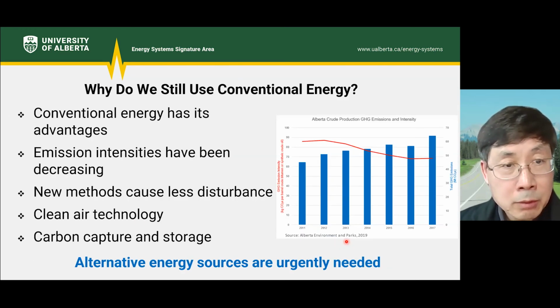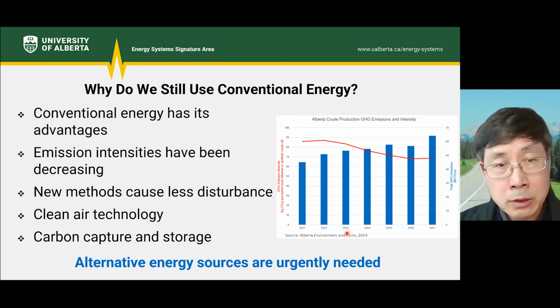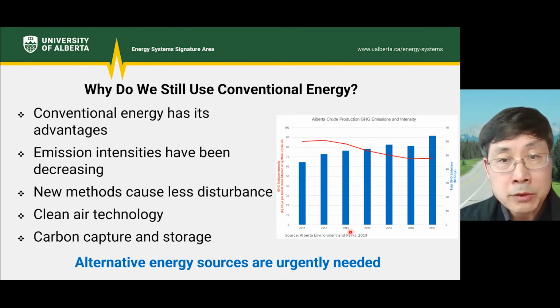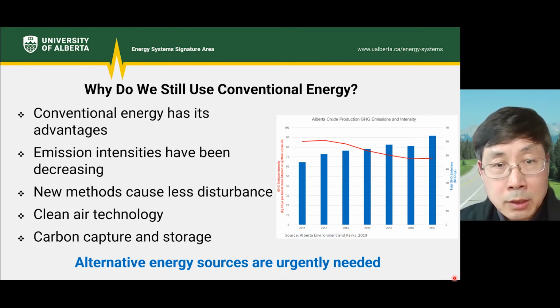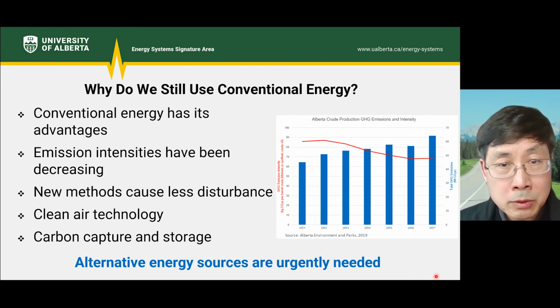And I know I have used up my time. I have 2 more slides to go through quickly. So you might be asking, why are we still using these conventional energy sources? There are a few points we have to consider. Conventional energy obviously has its own advantages. They may be cheaper to use. We have the technologies to use them, and by convention, right?